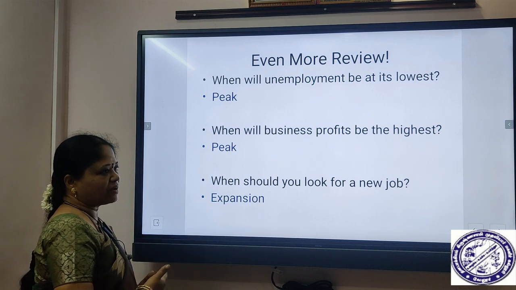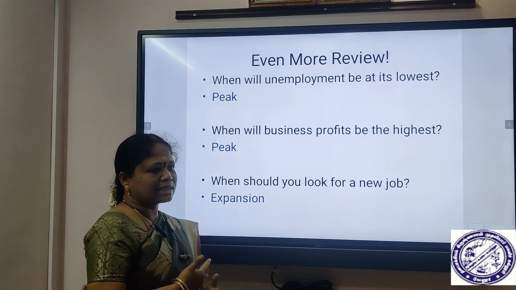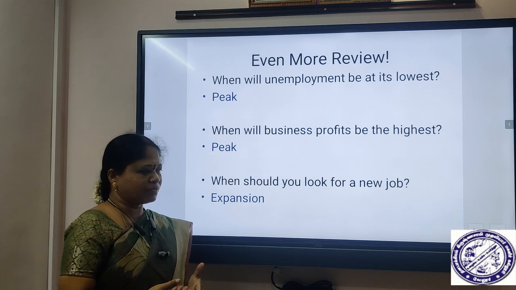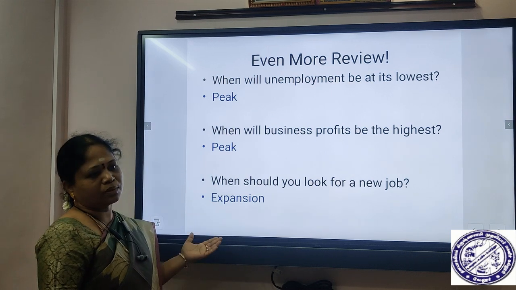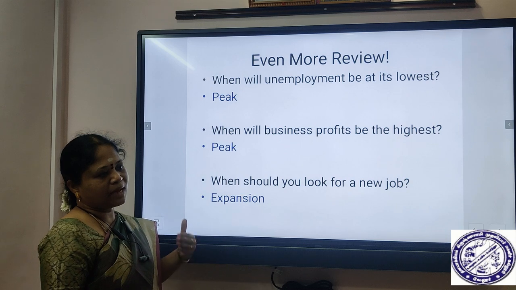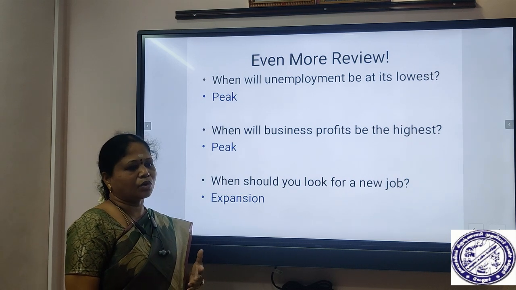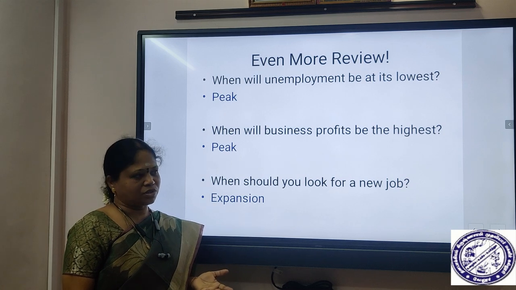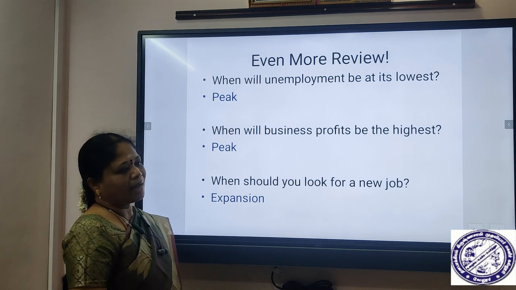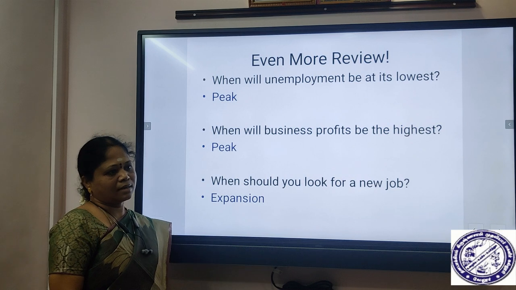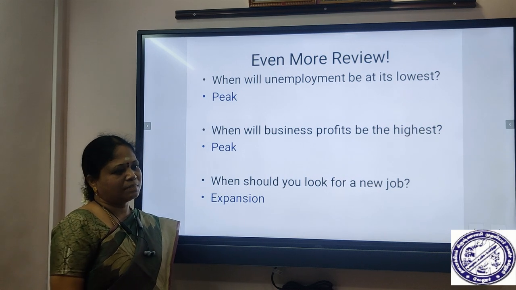That is, they will be striving for still more development. Even though they will be having a job during the period of expansion, they will be hunting for new jobs which may give them higher pay and also higher reputation. So these are some of the ideas regarding the various phases of the business cycle.